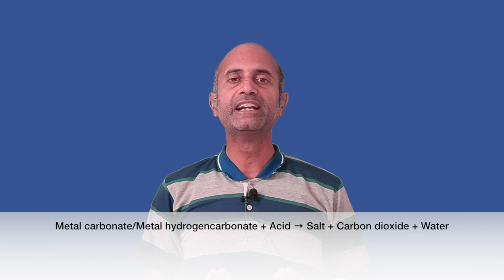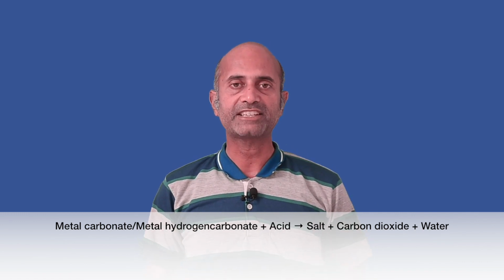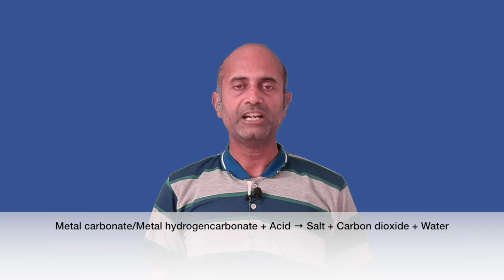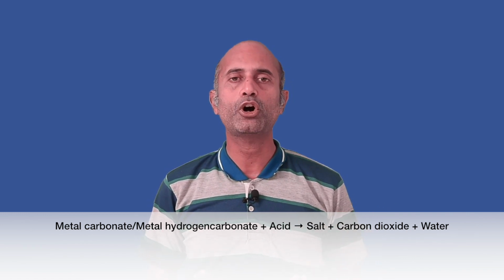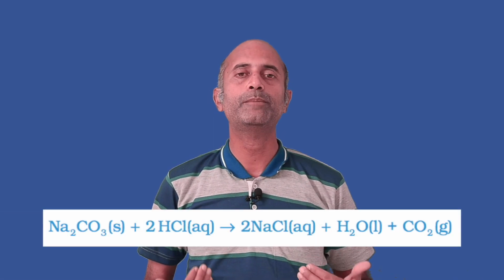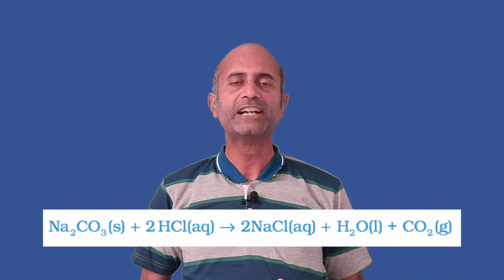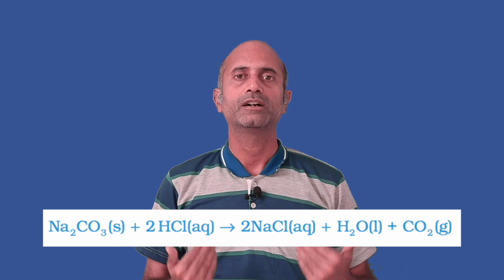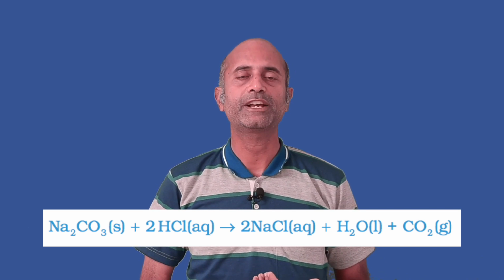Number 2. How do metal carbonates and metal hydrogen carbonates react with acids? The general format for metal carbonates and metal hydrogen carbonates reacting with acids is as follows. Metal carbonates plus acids gives salt plus carbon dioxide plus water. For example, when sodium carbonate and hydrochloric acid react with each other, sodium chloride, carbon dioxide and water are the products formed in this chemical reaction.